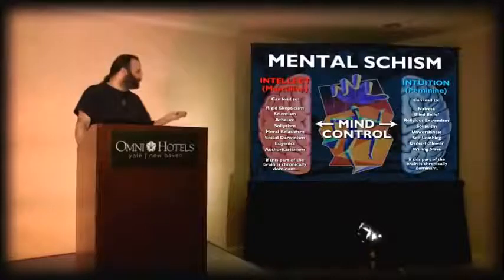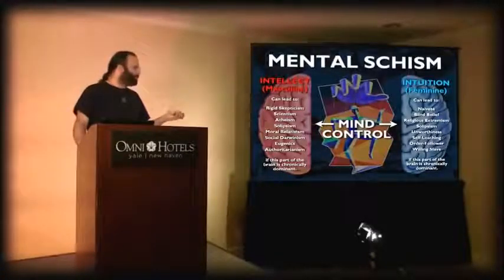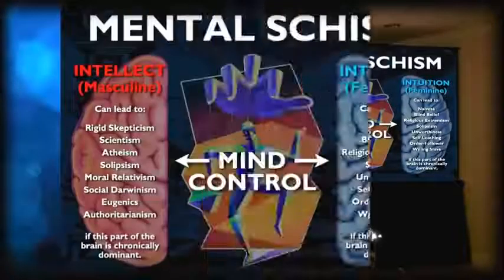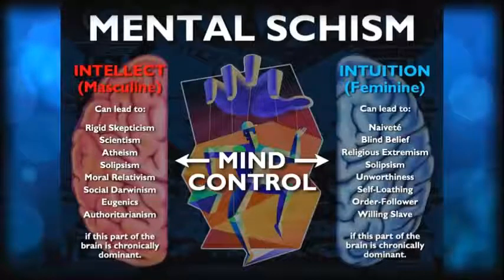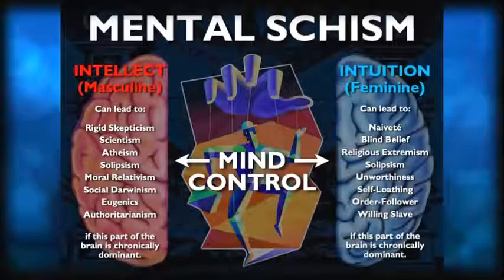So, New Agers are basically in this category. Naivete and blind belief. People who trust government, of course, are in that category, because again, it's about creating the masters and the slaves. That's what brain imbalance is for. And that's why the controllers want to propagate this imbalance and keep it in place. Again, religious extremism, that's a hallmark of right brain belief, right brain imbalance. Solipsism, no such thing as truth, all from right brain imbalance as well.